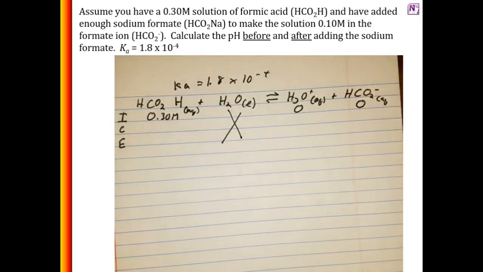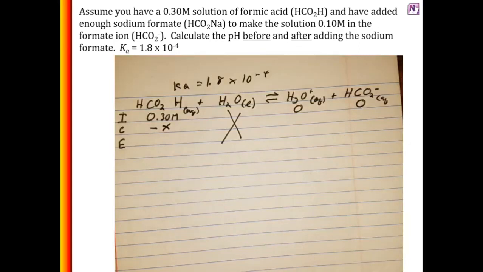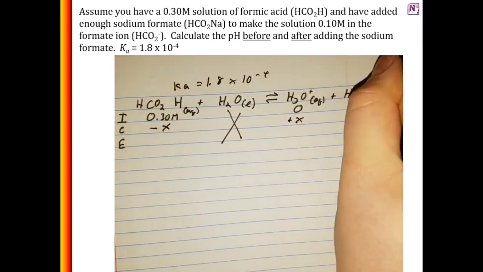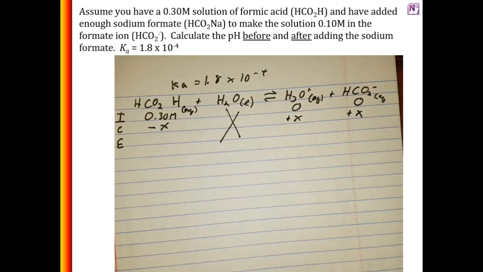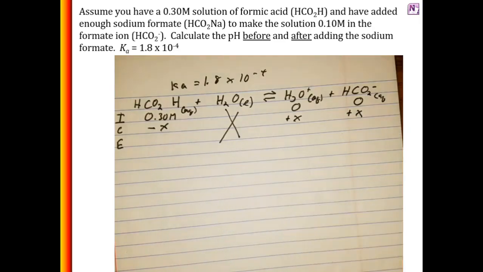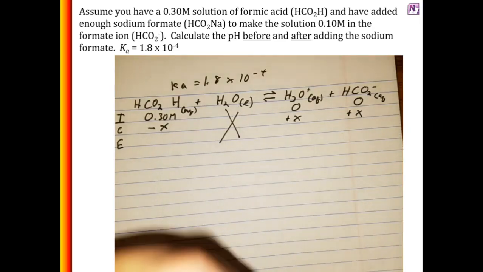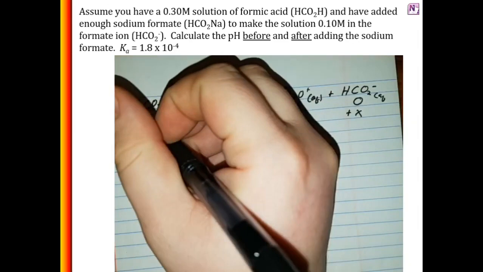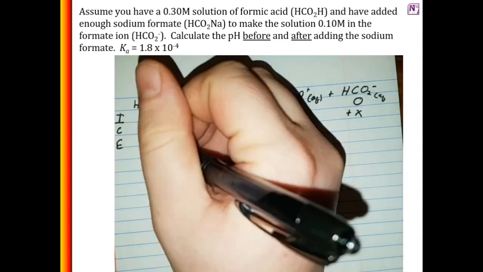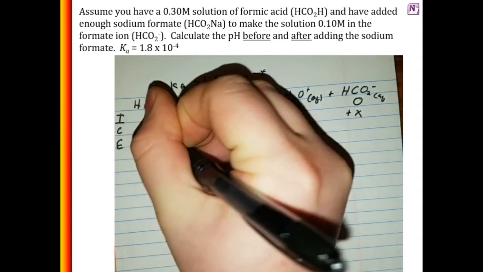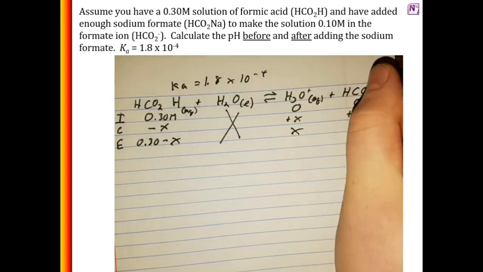Our formic acid is going to be reduced because it's becoming product, so we'll say minus X. Our H3O plus is increasing. And our formate ion, since we're also increasing H3O plus, is also increasing. So we have plus X and plus X on our product side and just minus X on our reactant side. Again, just total up the columns. Here I have 0.30 minus X. Here we just have X. And here again, we just have X.